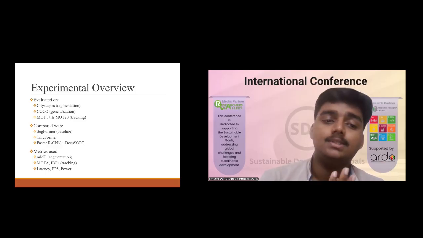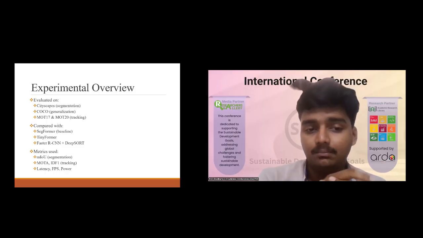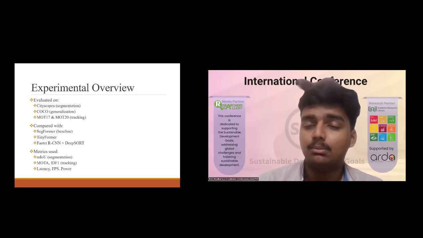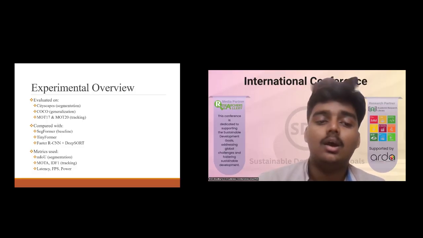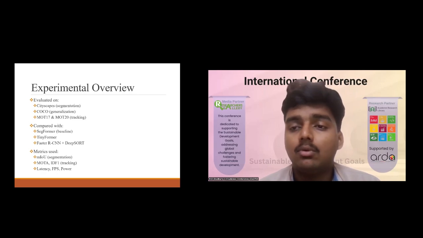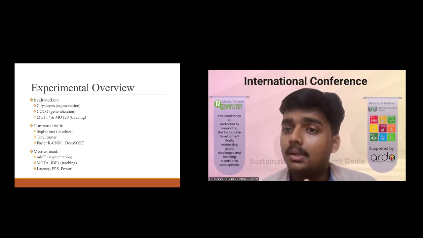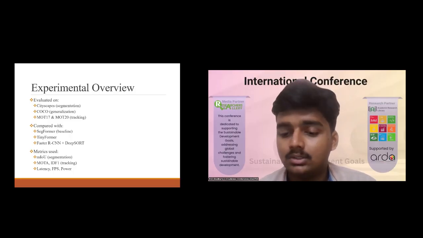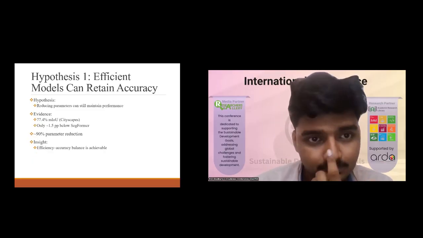And the metrics we have used for segmentation performance is mIoU, and for tracking is MOTA, which is multi-object tracking accuracy, and IDF1. And for the power and edge deployment capability metrics, we have taken latency, FPS, and power in watts.